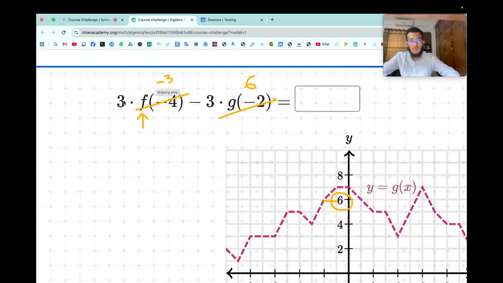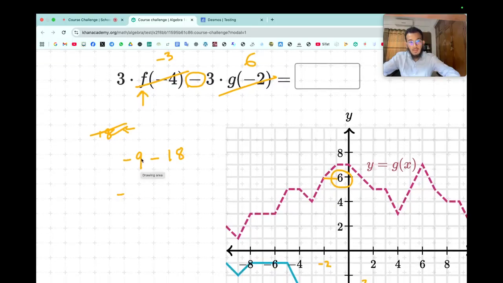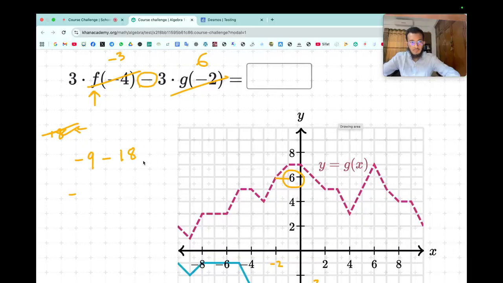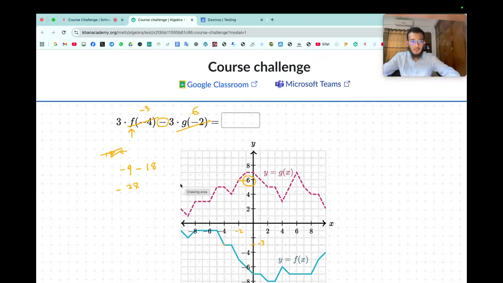So 3 times 6 is 18, but oh, we have a minus here, so we can't do this directly. Using the BODMAS rule, -3 times 3 is -9, minus 6 times 3 is 18. So now we have -9 minus 18, which is -27. So this is our answer for this one.